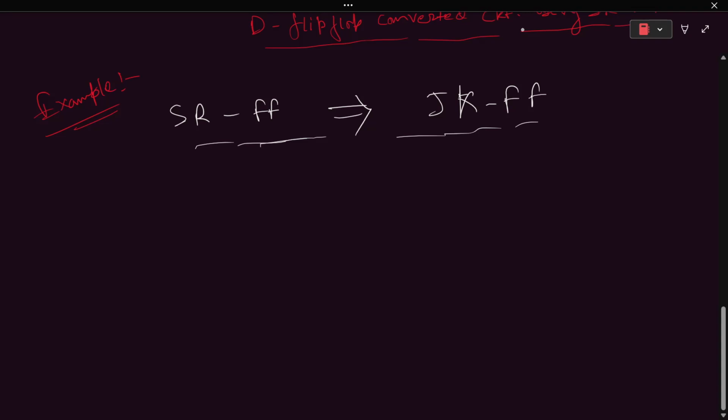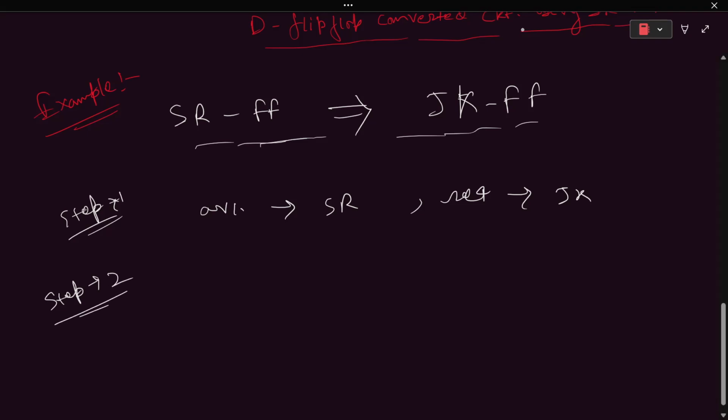So what is the first step? The first step is quite known to you all. Step 1: the available flip-flop is SR, and what we require is the JK. In step 2, what do we do?